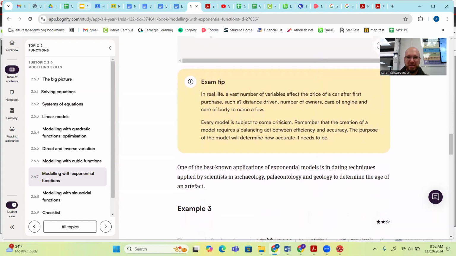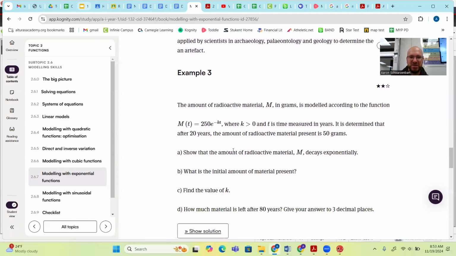So, exam tip: in real life, vast numbers of variables affect the price of a car. First, just distance driven, number of car owners. It's not just year. Every model is subject to some criticism. Remember that the creation of a model requires a balancing act between efficiency and accuracy. The purpose of the model will determine how accurate it needs to be. Now, if you look up your car's value on Kelley Blue Book, they have a much more complicated equation because they factor in more variables than years.